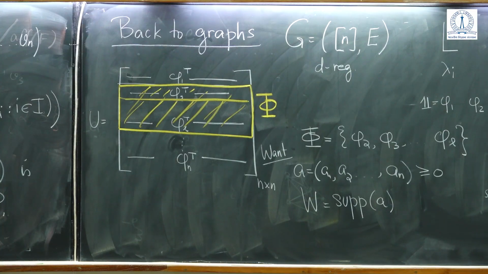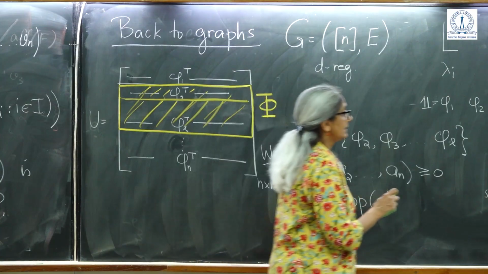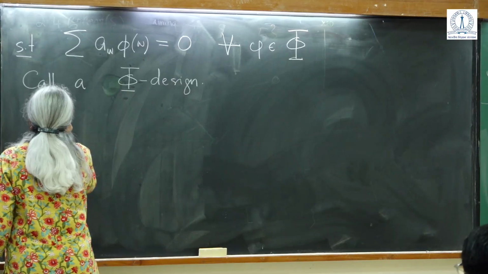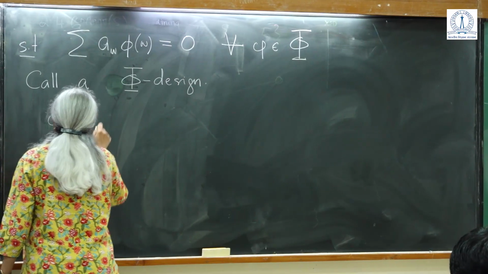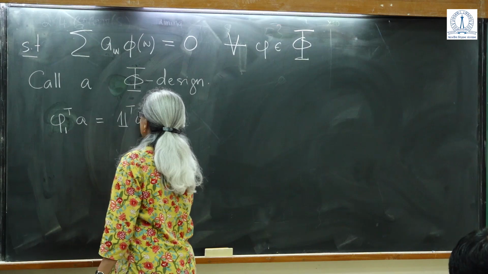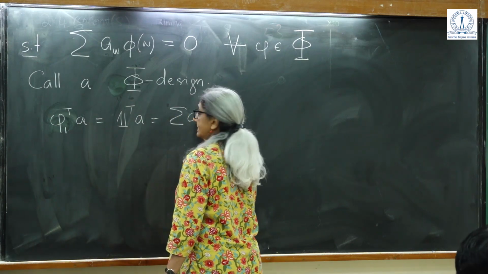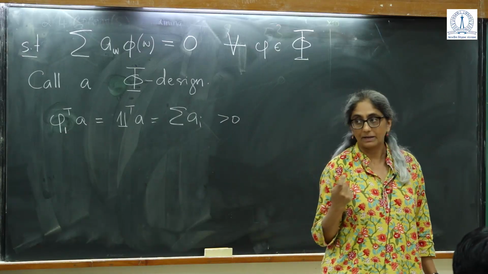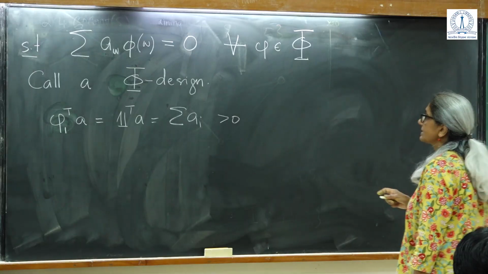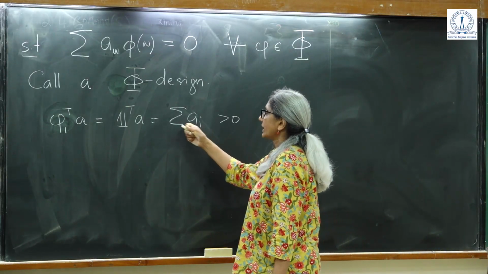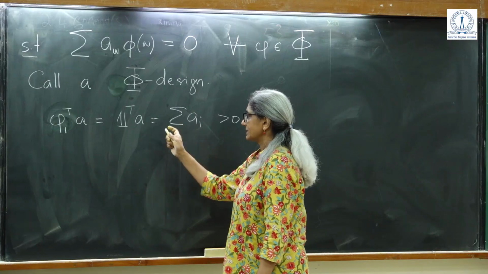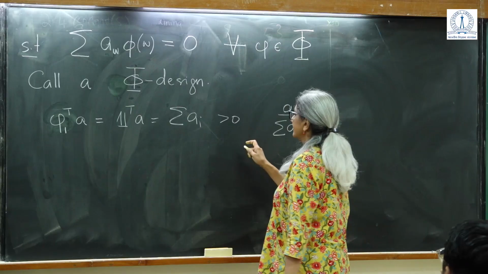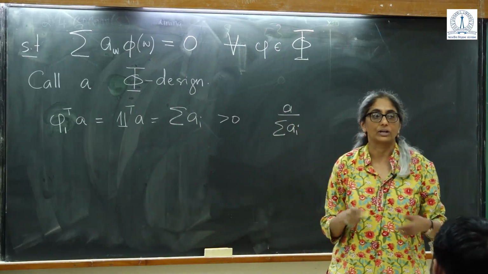So if we also do want to average phi 1, let's see what happens to phi 1. If I do phi 1 transpose A, then this is equal to all 1s transpose A, which is the sum of the AIs, right? So this comes out to be something positive. I don't know what it is, but it's something positive. And we can always assume, if we want, we can always divide. So ideally we could divide the A by the sum of the AIs, and then this average will become 1, okay? So we could normalize it.